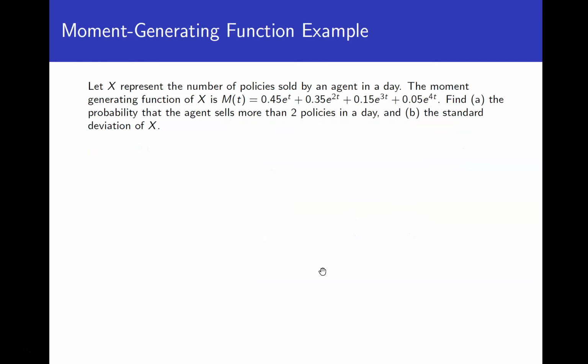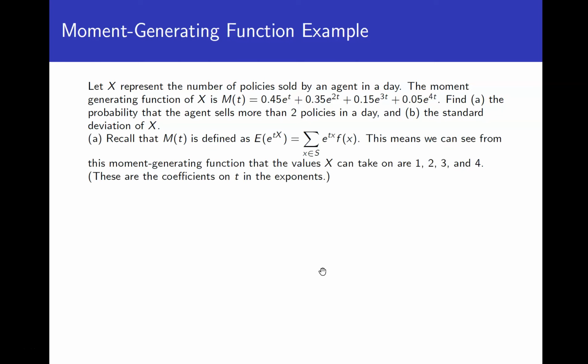Let's look at a moment generating function example. We're given a moment generating function that represents a distribution of number of policies sold by an agent. We're asked to figure out the probability that the agent sells more than 2 policies in a day, and then figure out the standard deviation of that distribution. So remember that by definition, our moment generating function is the expected value of e to the tx. So when we do that expected value, of course, we take that e to the tx and multiply it by the PDF, add it up over the entire support.